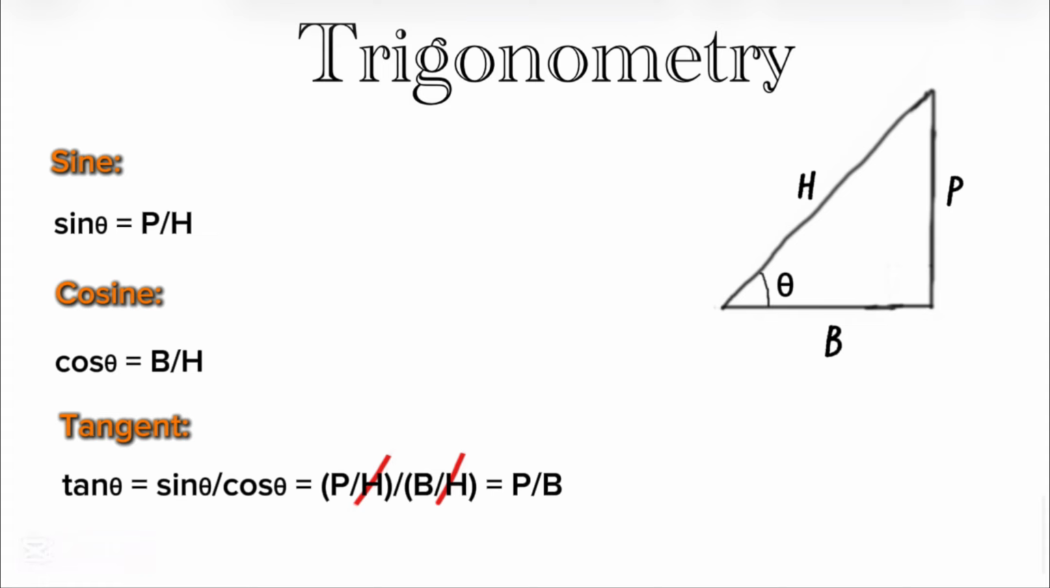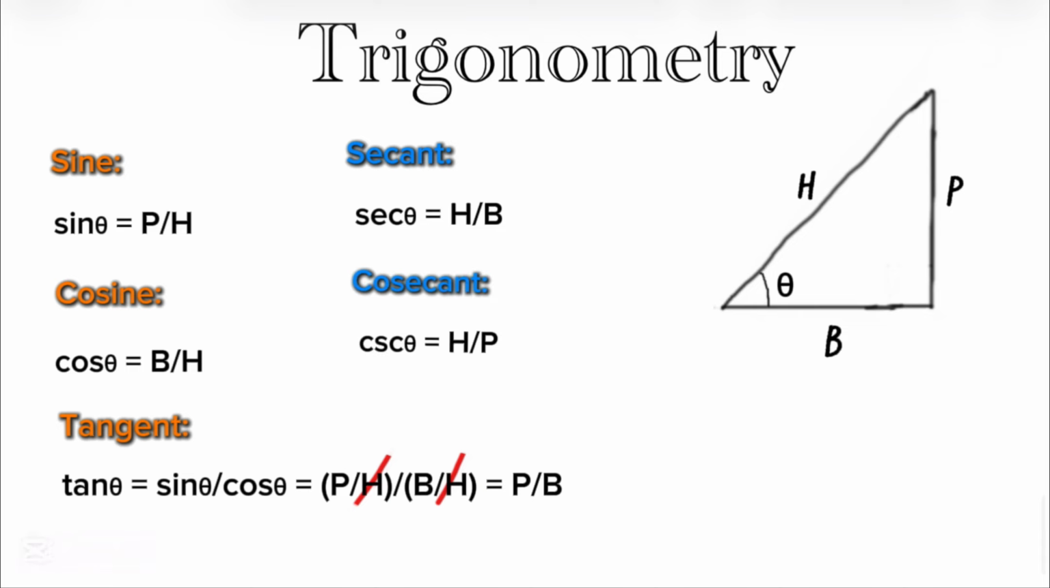So let's study them. The reciprocal of cos theta is called secant of theta. Secant of theta equals h upon b. Similarly, the reciprocal of sine is called cosecant. Cosecant of theta equals h upon p. The reciprocal of tan theta is the cotangent of theta, which is b upon p. These are all six trigonometric ratios.